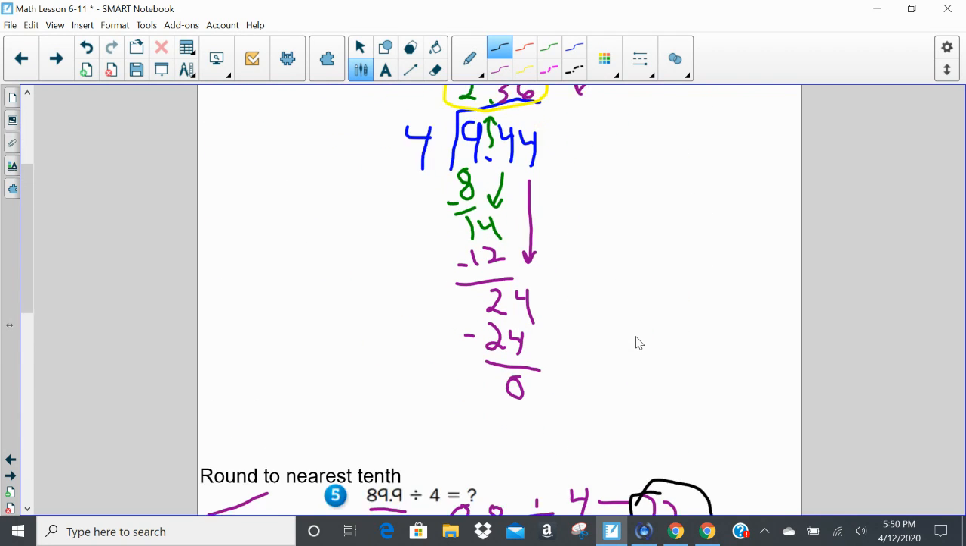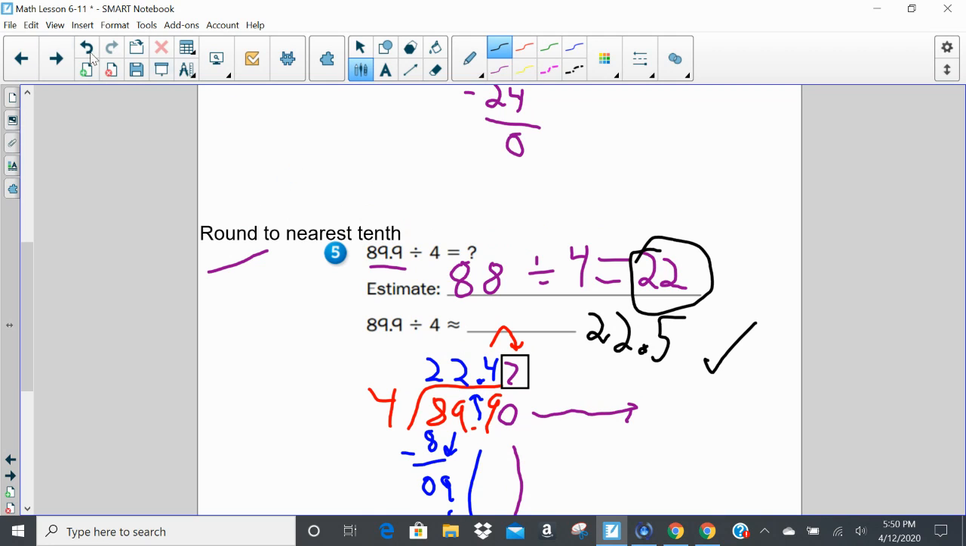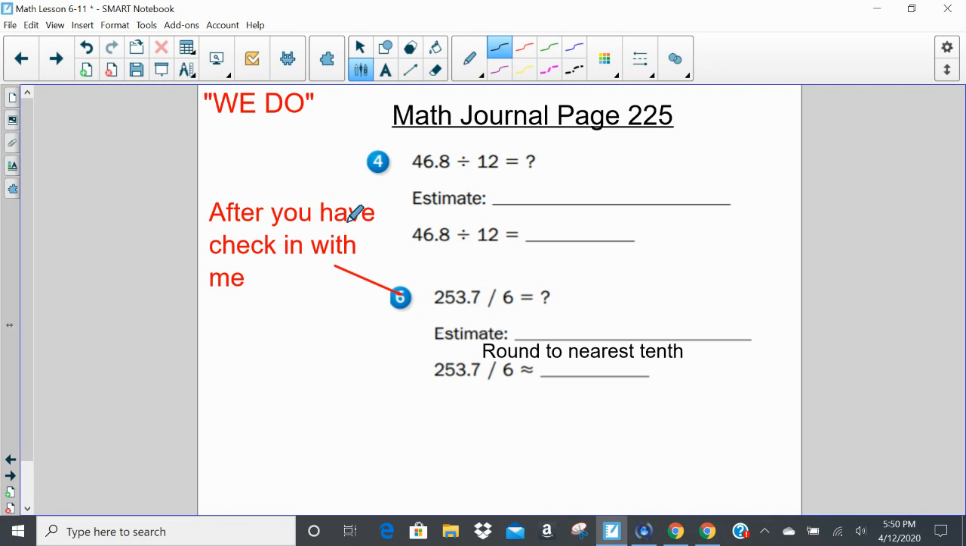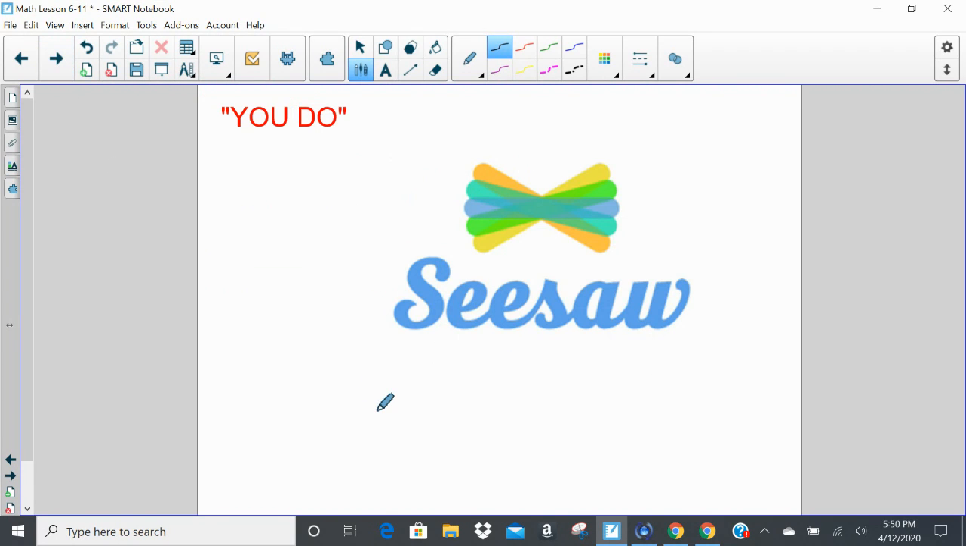So now we are done with our we do, and now it's your turn for your you do. There are some more problems on there if you want to do them, but you don't have to. But for more practice, you can try these problems out. But your you do is going to be on Seesaw. So go ahead and go back to your lesson slides, and click on your link for Seesaw, and you're going to do a dividing by whole number activity in your Seesaw journal. Remember, this is our homeroom class, our math class type one that you'll be doing.